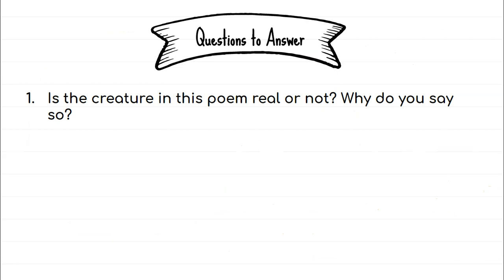Today we're going to be looking at some suggested answers to the questions on the Swallow Whale poem. Number 1 asks, is the creature in this poem real or not, and why do you say so? So again, put the question in the answer so that you create a full sentence. The creature in the poem is, first of all, you could say it's not real.